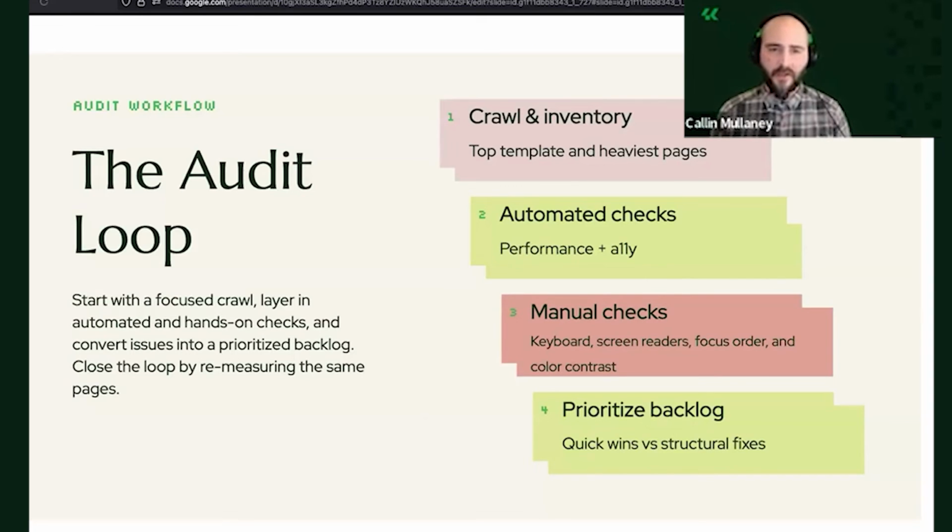Automated checks, we use the tools I mentioned to run the checks and capture those opportunities for improvement. Then we run our manual checks, run through those same pages using just your keyboard and screen reader tool, noting places you get stuck and why you got stuck. And then finally, we want to prioritize the backlog. Let's create tickets. Let's prioritize those tasks by ease of implementation and highest impact.